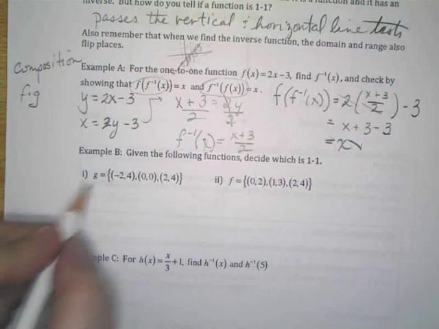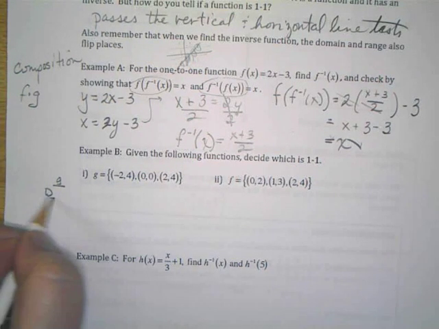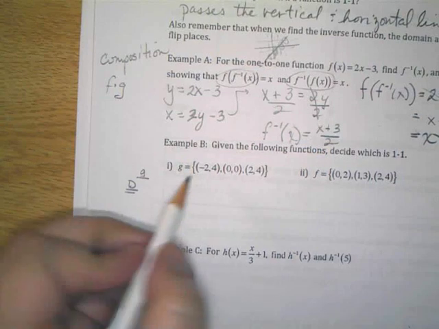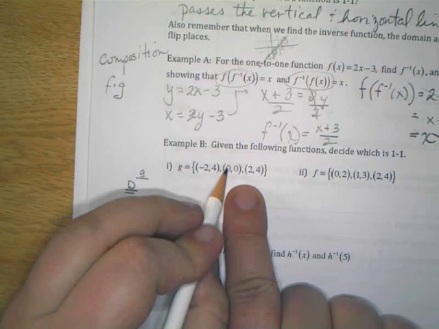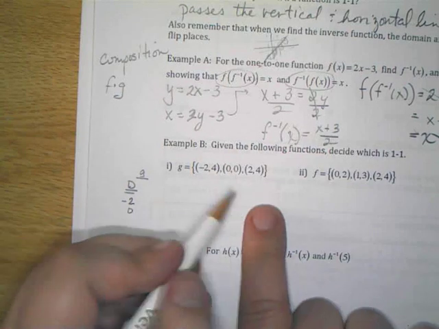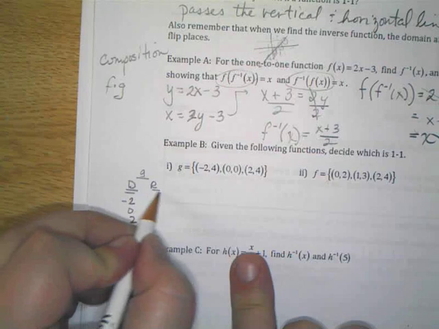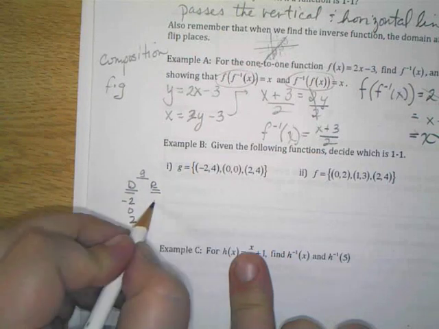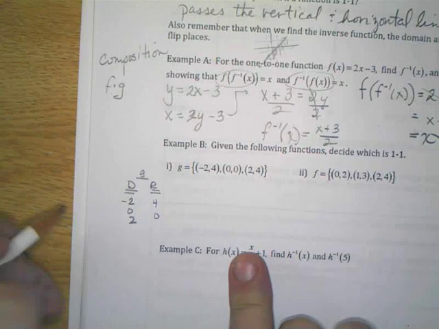So if you look at G, the domain of G, domain is the x value. So what's one x value that we have? We have a -2. We have a 0. We have a 2. And let's see what our range is. Our range is 4. We have a 0. We have another 4. Don't list it twice.